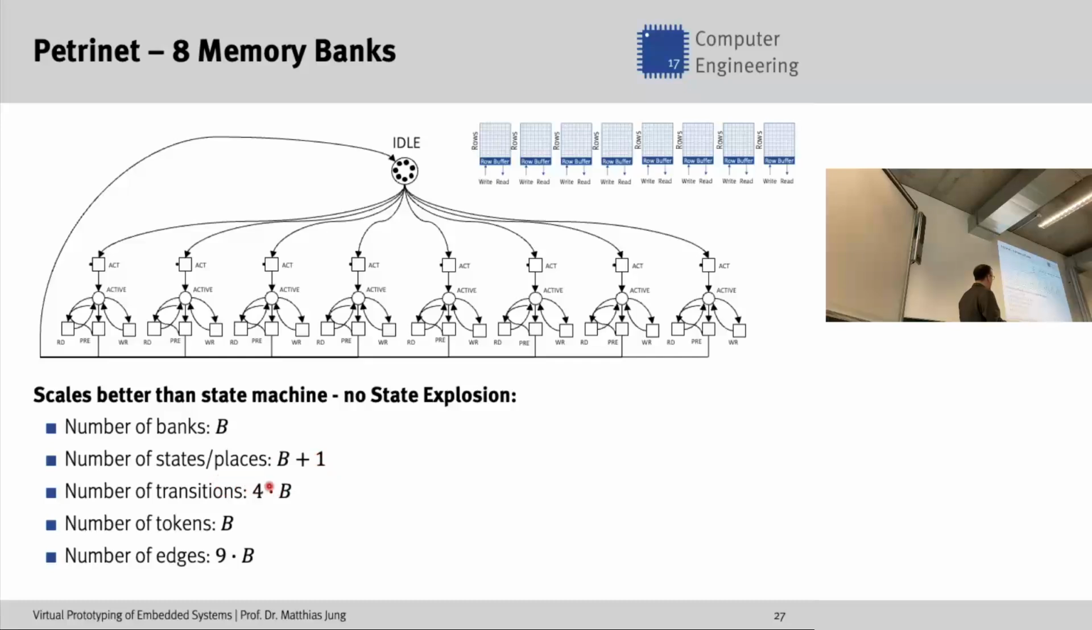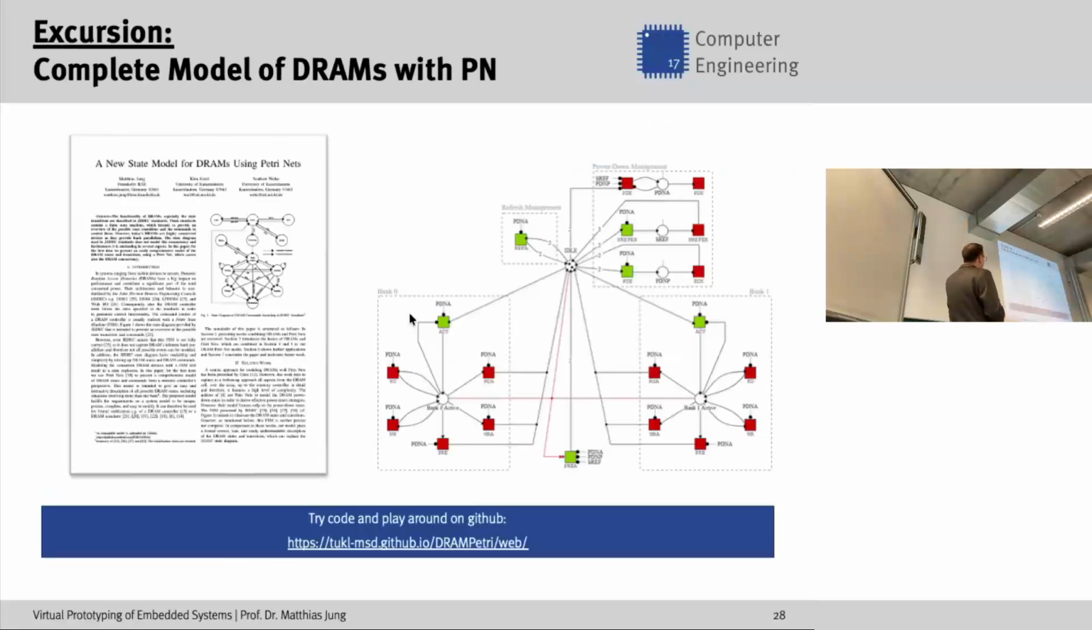The number of transitions is then 4 times B, and the number of tokens is B, and the number of edges is 9 times B. So everything scales now linear, and it's much easier to understand. And this is not just a toy example, so we model real DRAM systems with this approach. And we wrote already a lot of papers, and you can even try that interactively.